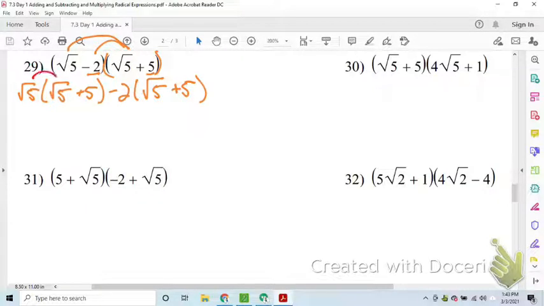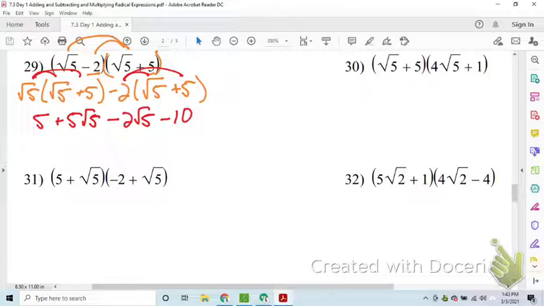So root 5 times root 5 is the square root of 25, which is 5, plus 5 root 5, minus 2 root 5, and then minus 10. This step is truly important, ladies and gentlemen. Gotta have it. Then we can have some fun. Those two, we can combine those. They make -5.